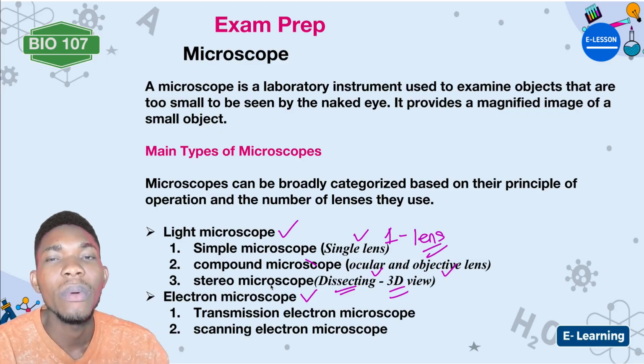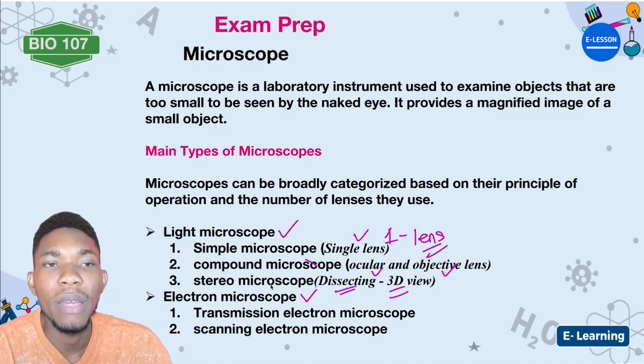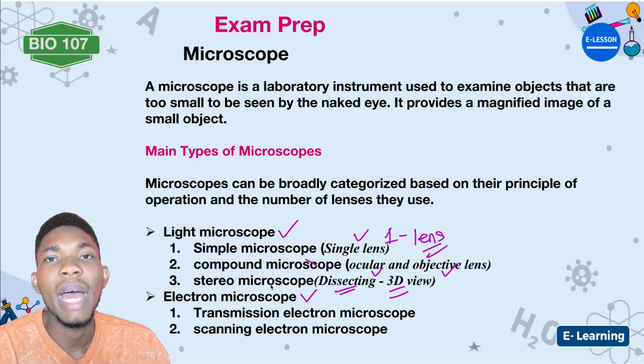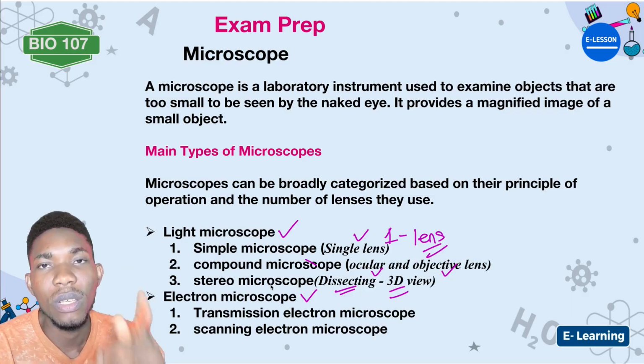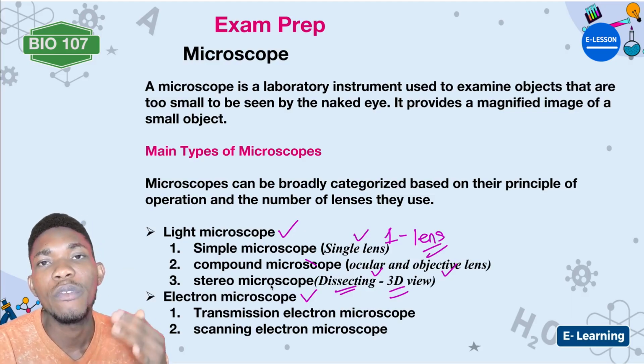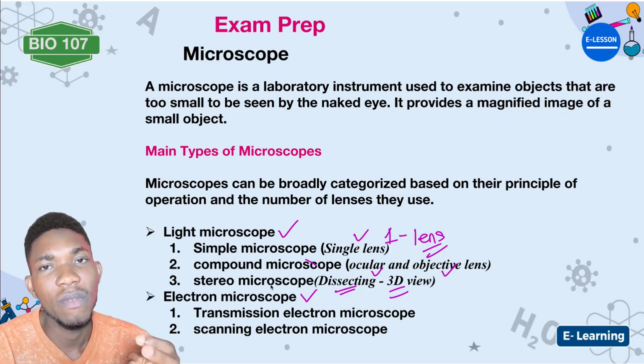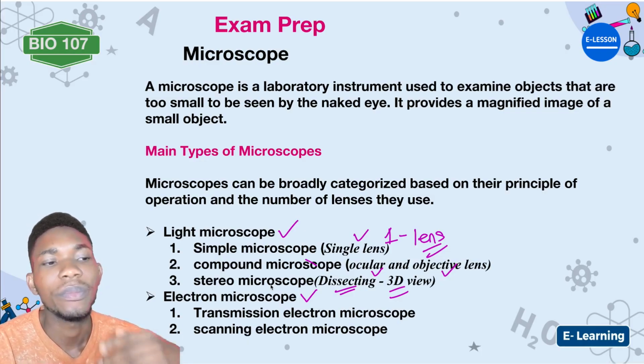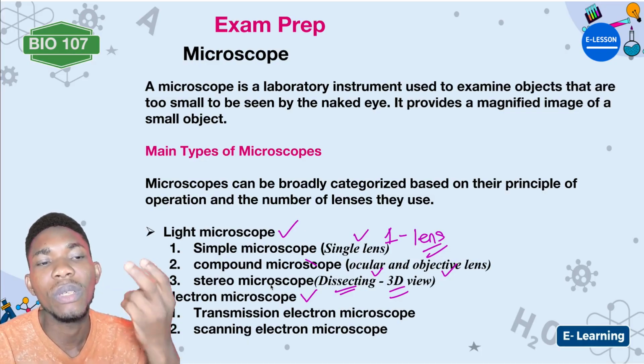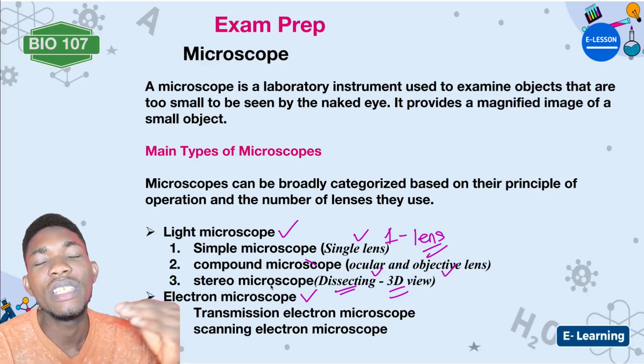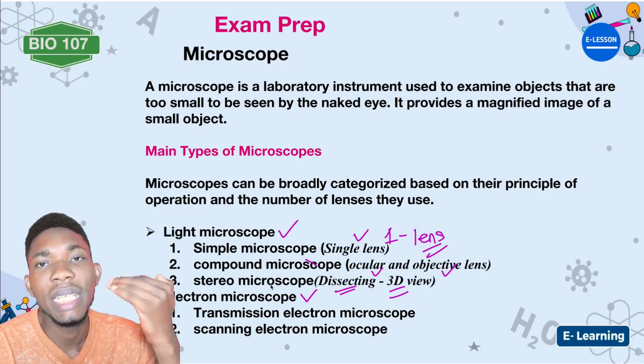Can we go together? What are they, my dear student? We have the simple microscope, compound microscope, and what? Stereo microscope. We said the simple microscope has what? Just a single lens. The compound microscope has two lenses, the ocular lens and what? Objective lens. We are going to look at what these lenses are. The stereo microscope is also called the dissecting microscope, and it gives a 3D view of an object, especially during dissection.